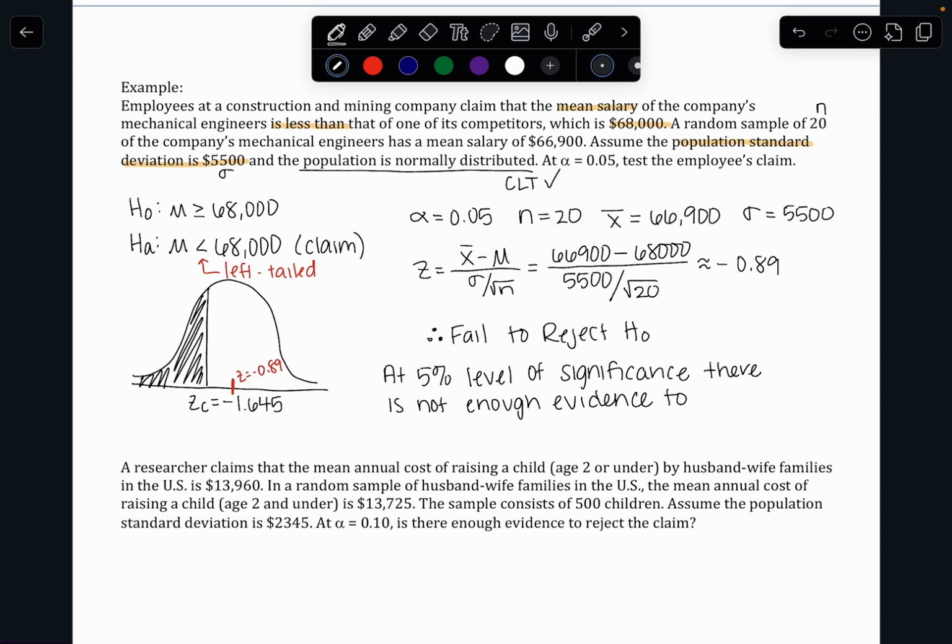And now we need to know, are we rejecting or supporting the claim? Because our claim is in our alternative hypothesis, that means that we are going to support the claim. And then you're going to rewrite that claim. So that the mean salary is less than $68,000.